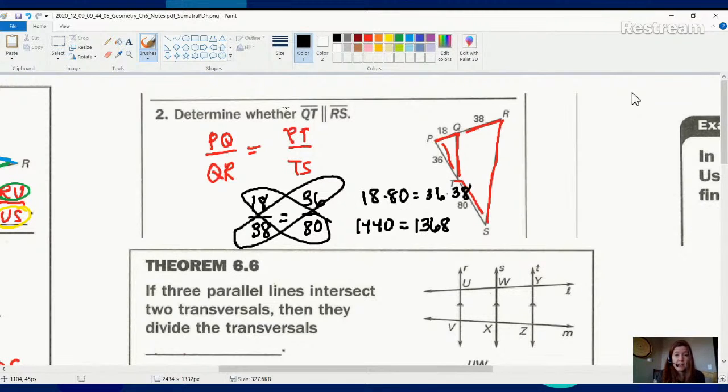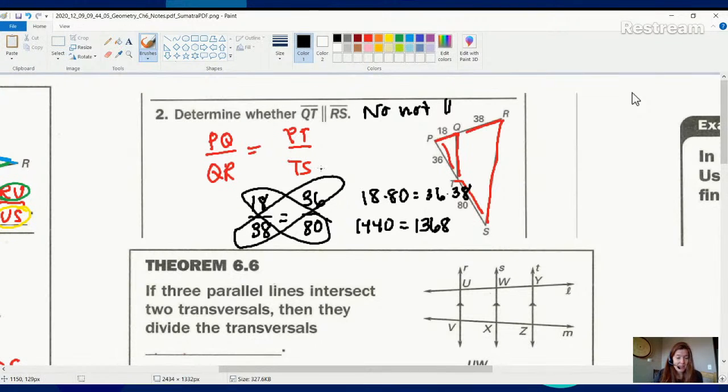So therefore, can we determine if QT is parallel to RS? No, not parallel, right? Based off of our picture, we already kind of suspected that, but we had to double check it. So that's how you'd use the two theorems. Nothing too crazy or difficult with that. Just make sure you're comparing one side to the other side. Okay, so that's the first two theorems.